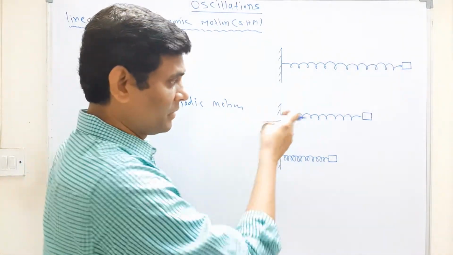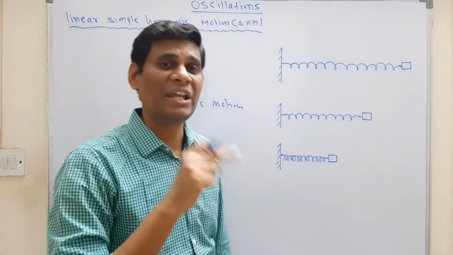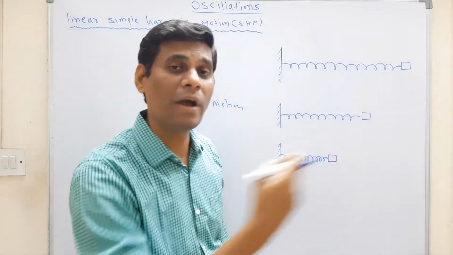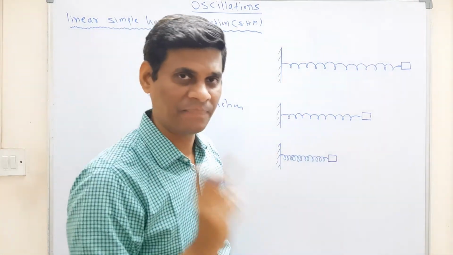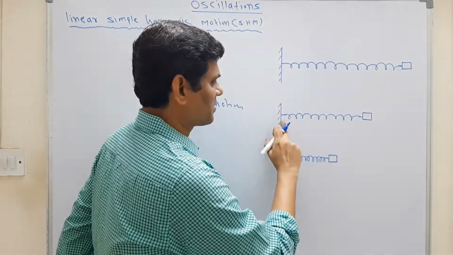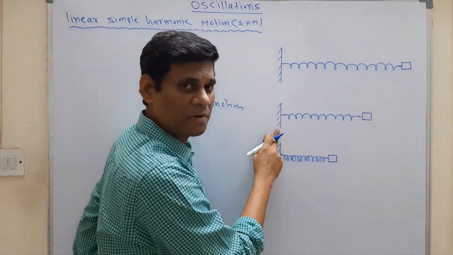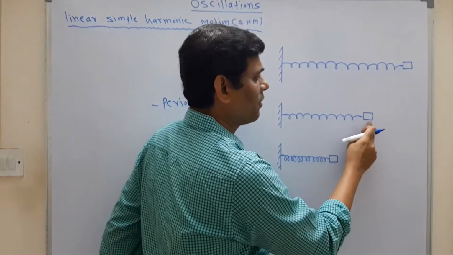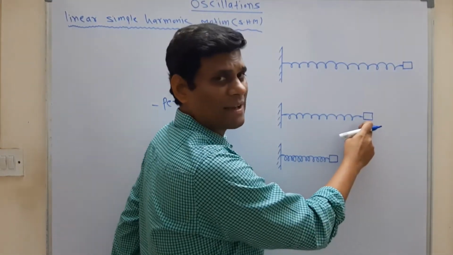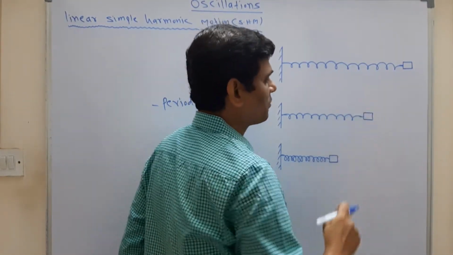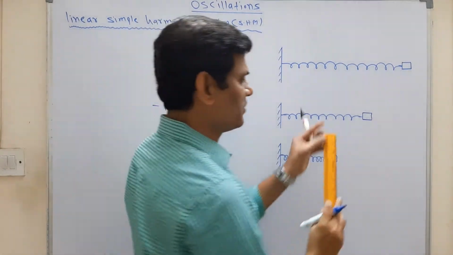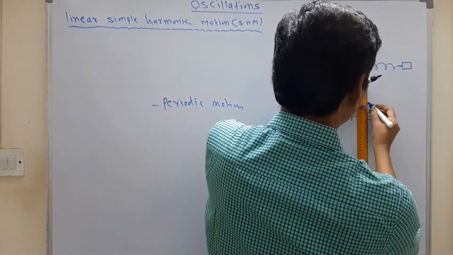Now this is also periodic motion in which the body moves to and fro along a straight line. Suppose this is one spring. One end of the spring is fixed to a rigid support and the other end is tied to a block of mass, say M. This position you can take as the main position.